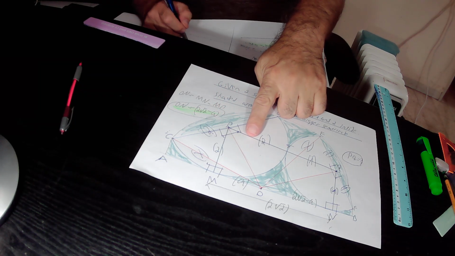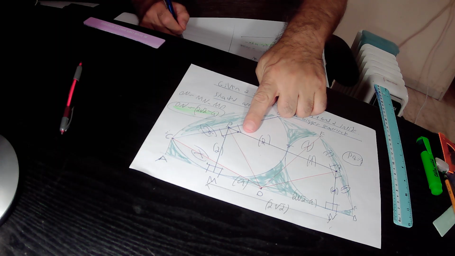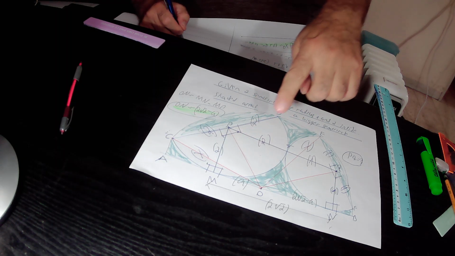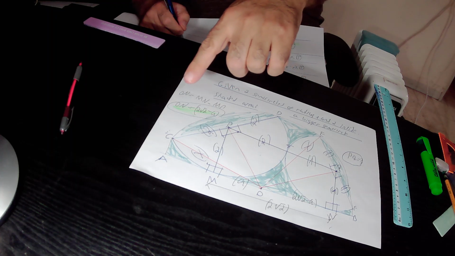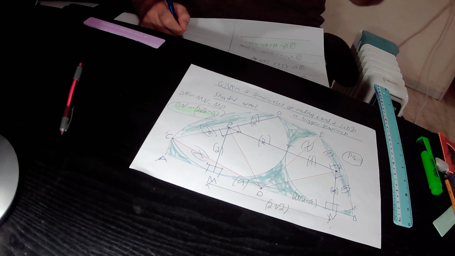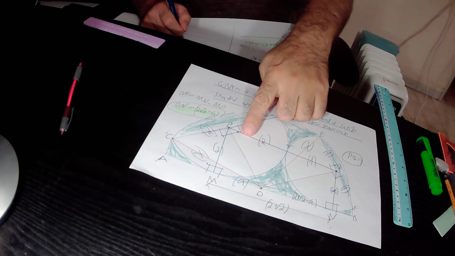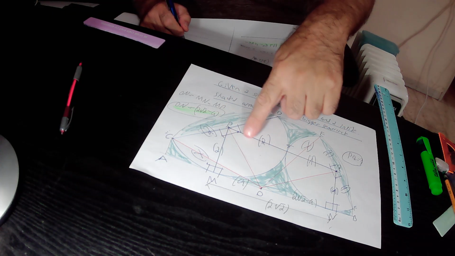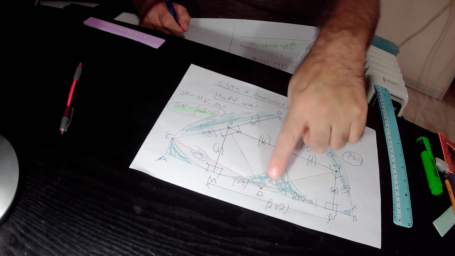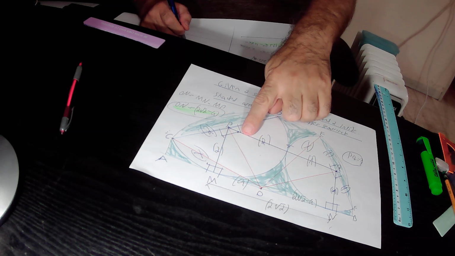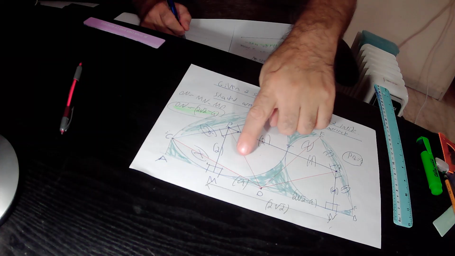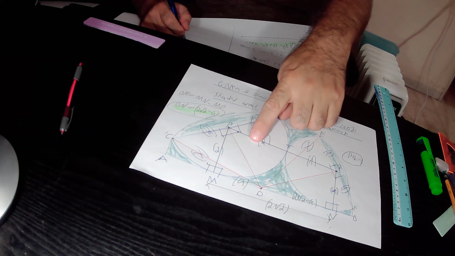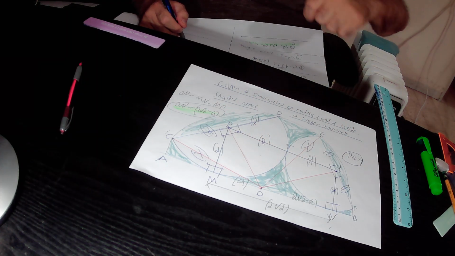PO is the missing side. PO is one side of the right triangle COP, but PO is also the hypotenuse of this right triangle PMO. According to the Pythagoras theorem, PO squared, that is the square of the hypotenuse of this right triangle PMO, equals PM squared plus MO squared.